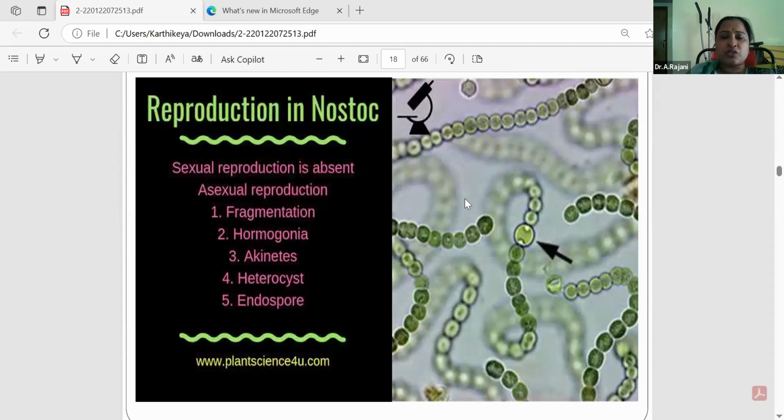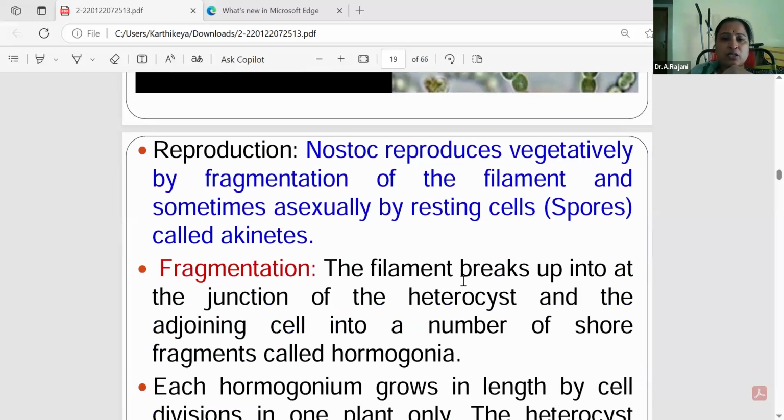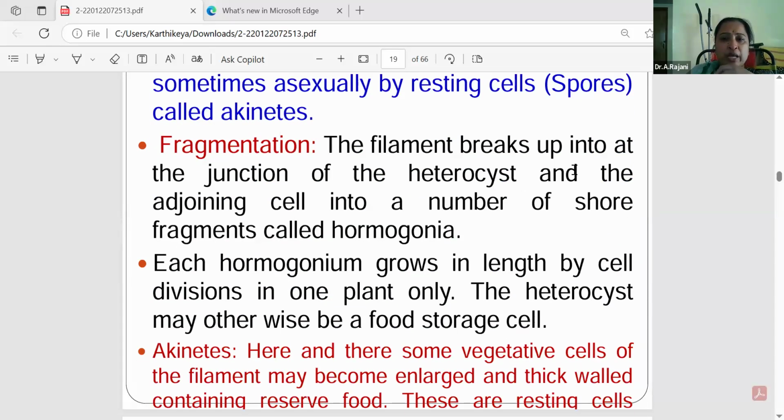Reproduction: sexual reproduction is absent in all Myxophyceae members. Asexual reproduction occurs by fragmentation, hormogonia, akinetes, heterocysts, and endospores. In fragmentation, the filament breaks up at the heterocyst and adjoining cells into a number of fragments, called hormogonia. Each hormogonium produces a new filament.